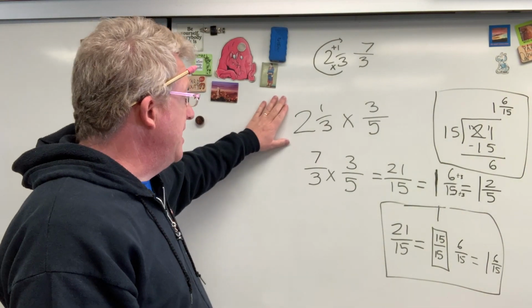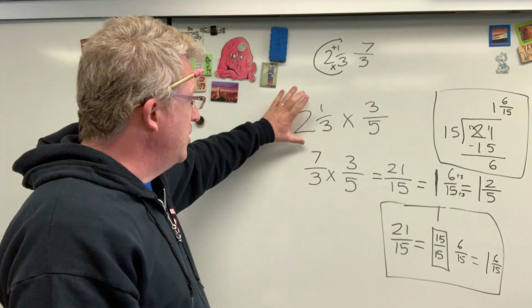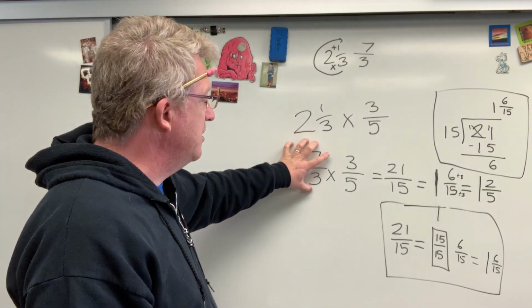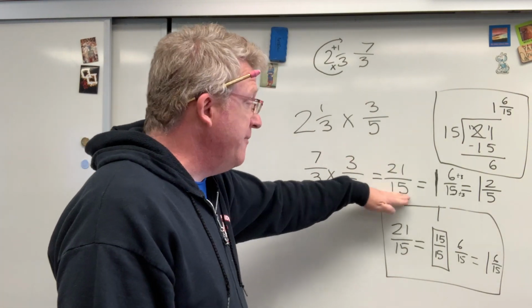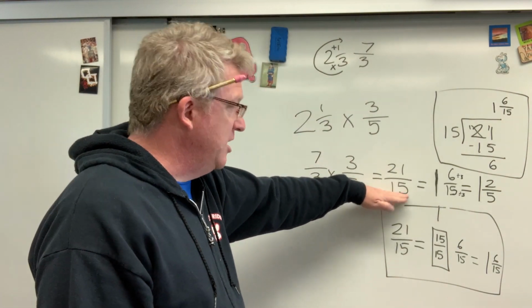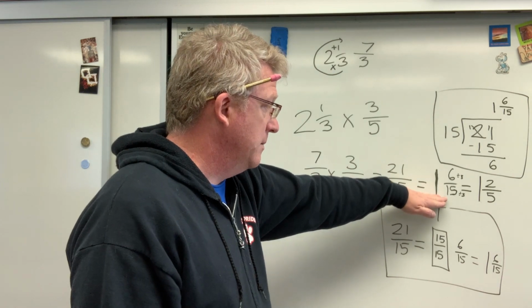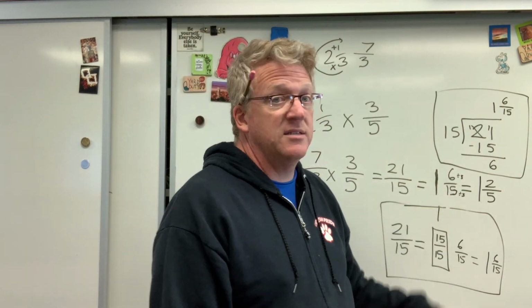So I'm going to need to see on the quiz that you've turned your mixed number into an improper fraction, that you multiplied it. If it ends up being an improper answer, you need to turn it back into a mixed number, and then make sure that that fraction is simplified.